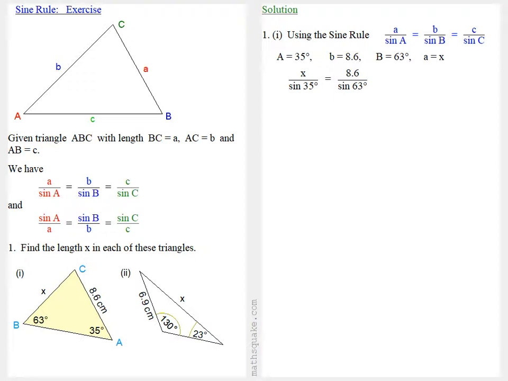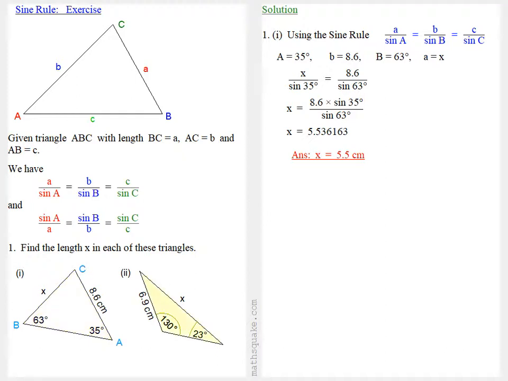If we multiply both sides of the equation by the sine of 35, we get x equals 8.6 times the sine of 35 all over the sine of 63. Now if we work that out on a calculator, it comes to 5.536163. So if we round it off to one decimal place, the side x is 5.5 centimetres long.